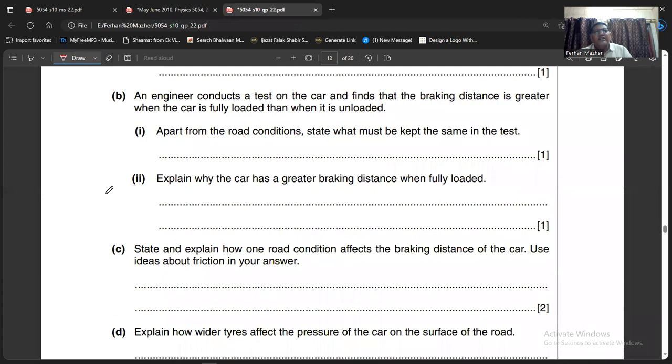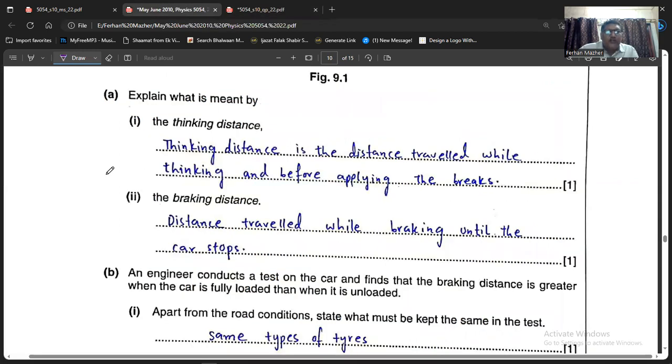Okay, an engineer conducts a test on the car and finds that the braking distance is greater when the car is fully loaded than when it is unloaded. Apart from the road condition, what must be kept the same in the test? If you are testing how much the braking distance is, the one thing you should keep the same is the speed of the car. It depends upon the speed of the car how much the braking distance will be. So I think the speed of the car.